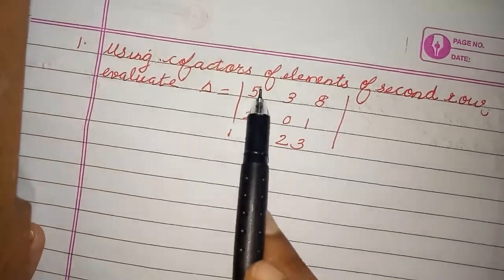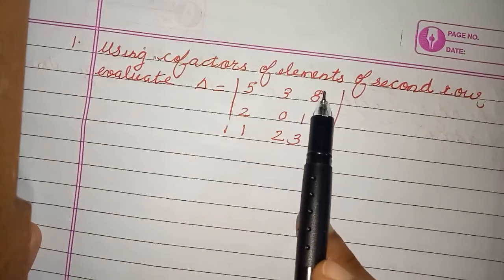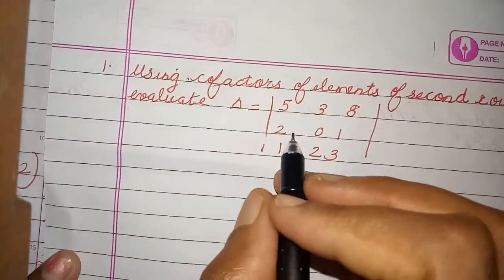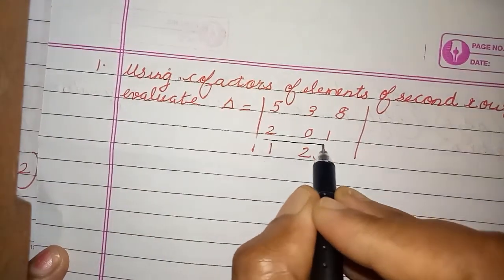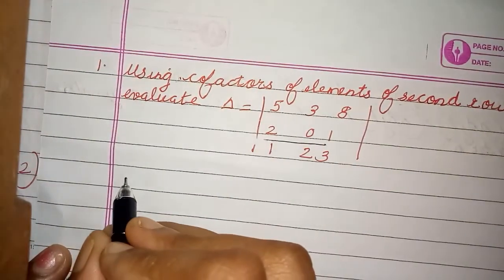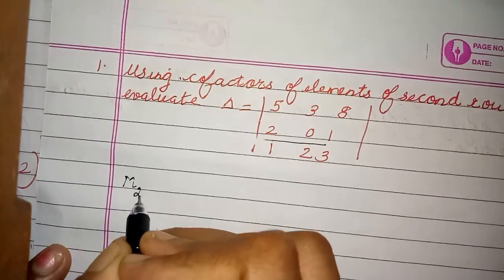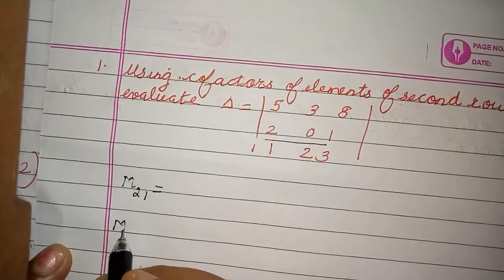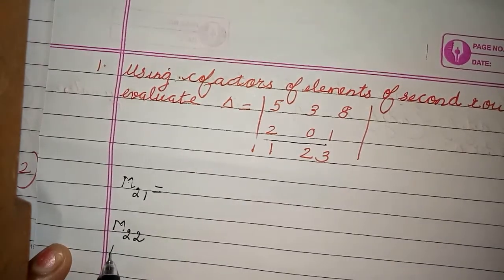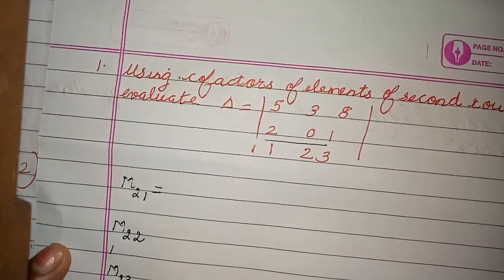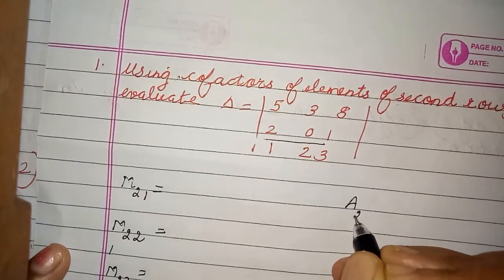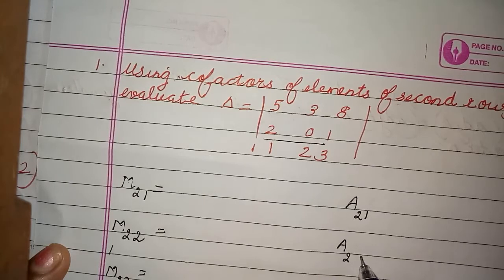Here they have said that we have to use cofactors of elements of the second row. So what I am going to do, second row, let me mark it. Where is my second row? This is my second row. So I have to first write what are my minors. So M21 I am going to write, M22 I am going to write, and M23 I am going to write. Why am I writing this? Then only I will be able to write the corresponding cofactors of this.